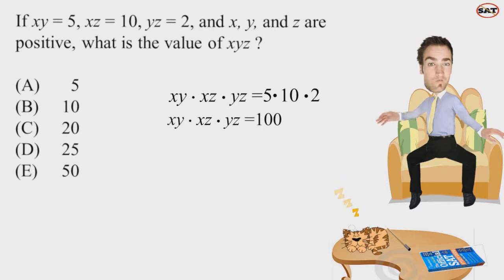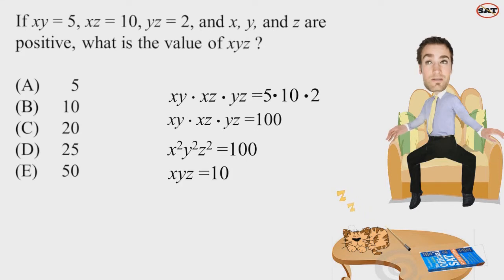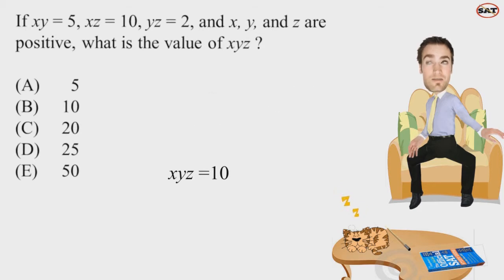If you notice on the left side of the equation, that actually forms x squared, y squared, and z squared, which equals 100. And finally, if you root both sides of the equation, ooh, we're getting really mathematical, aren't we? If you root both sides of the equation, you get xyz equals 10. And that's purely the algebraic way of doing it.